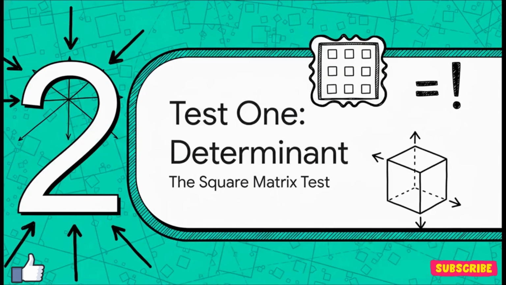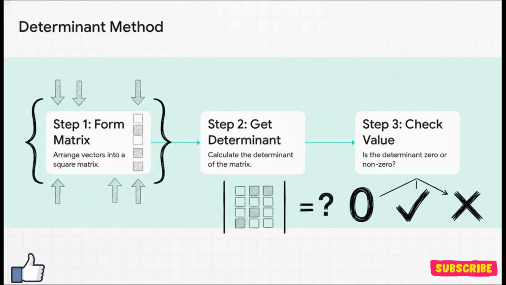Okay, so the theory is cool, but you're probably asking, how do I test this without spending all day on it, right? Let's open up the mathematician's toolbox. First up is a tool called the determinant. It's a fantastic, straightforward test, but it's got one catch. It only works if you've got a square set of vectors. You know, like 2 vectors in 2D space or 3 vectors in 3D space. And the process is a piece of cake. Seriously, it's just 3 steps.